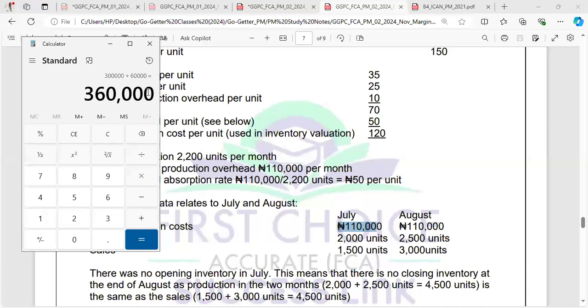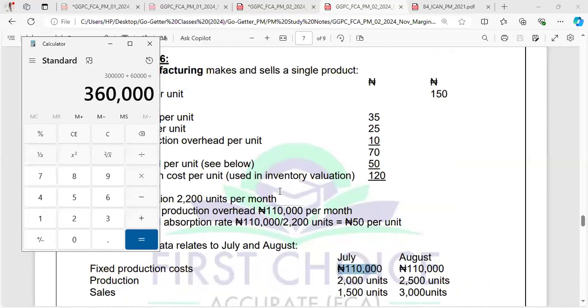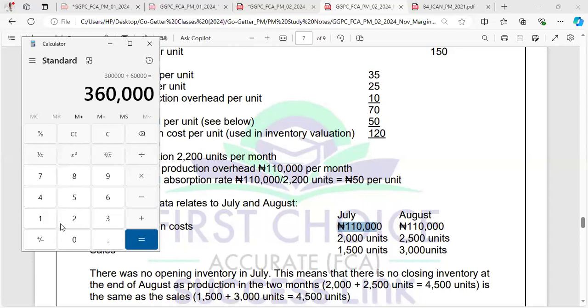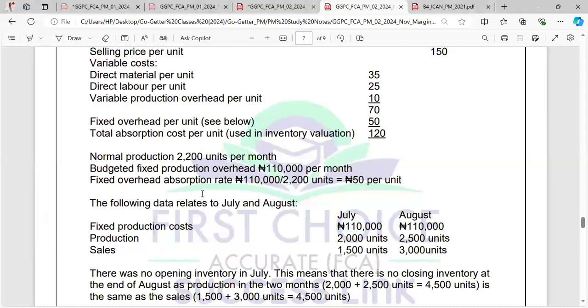Your production cost. Now how much is your sales value? We have 150 multiplied by 3,000. That gives you 450. So when you minus 360 from it, you have 90,000 as your profits. So you can see the different methods used in marginal costing, different method used in absorption costing.